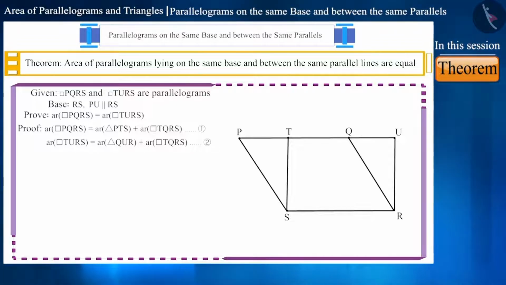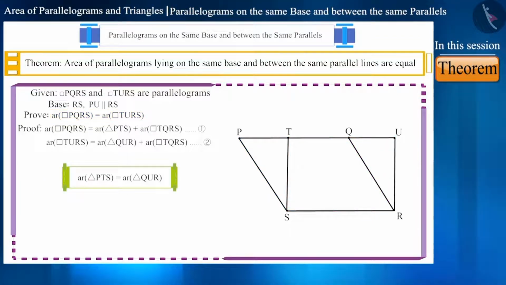In equations 1 and 2, we can see that quadrilateral TQRS is a common quadrilateral. To prove that the area of both these quadrilaterals is equal, that is, quadrilateral PQRS is equal to quadrilateral TURS, we will have to prove that the areas of triangle PTS and triangle QUR are equal.